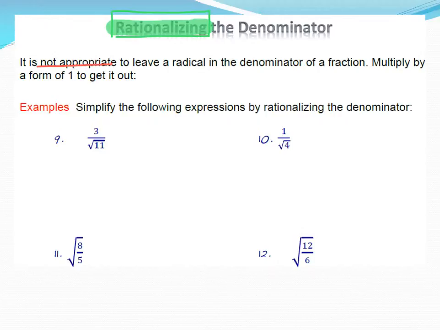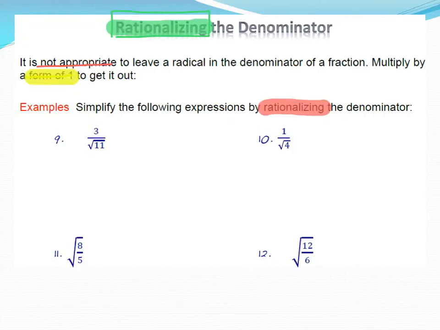So the question is, if we don't want it there, that means we have to get it out. Well, how the heck do I get radical 11 out of the denominator? And what we're going to do is a process called rationalizing it. Okay? By rationalizing it, we are going to multiply whatever number we have, in this case, 3 over radical 11, by a form of 1. Oops, I wanted to use my highlighter tool. A form of 1. What do I mean by that?